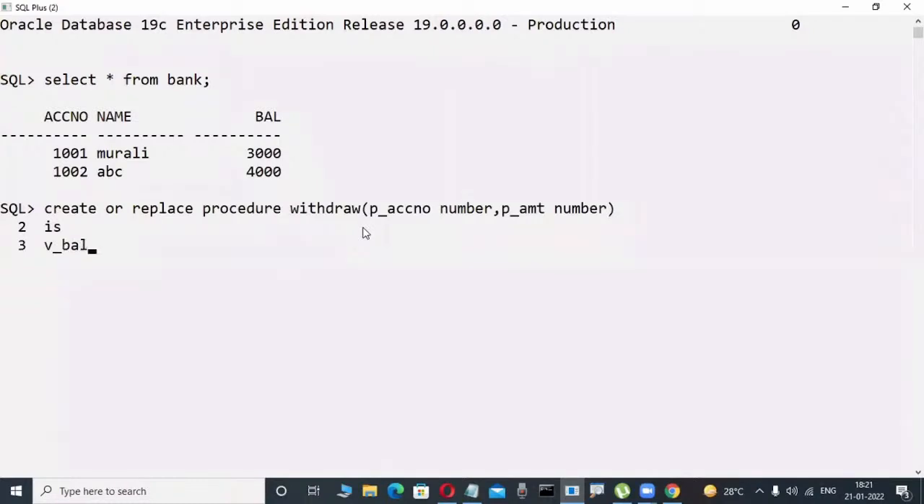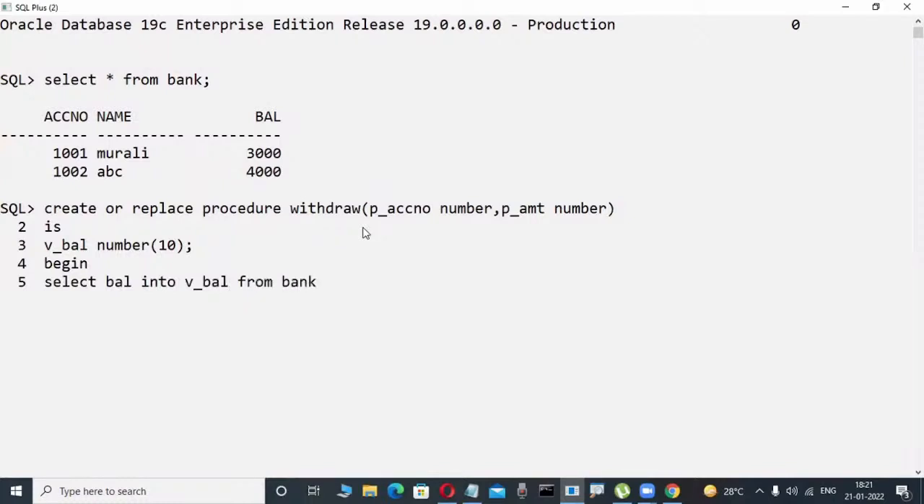I want to find out a balance. Now, whenever we are inserting an ATM card, then we are trying to retrieve and check the balance. Now check it out. Concentrate here. Some coding is there. Select balance into v_balance from bank.